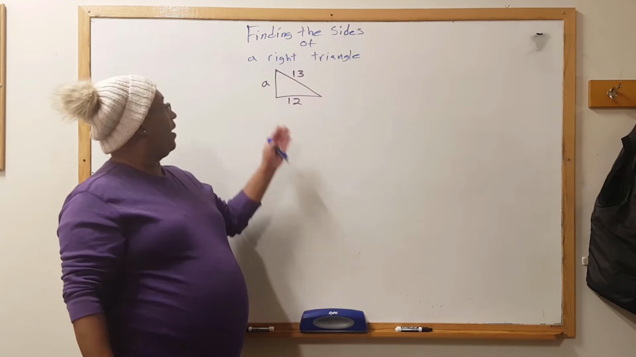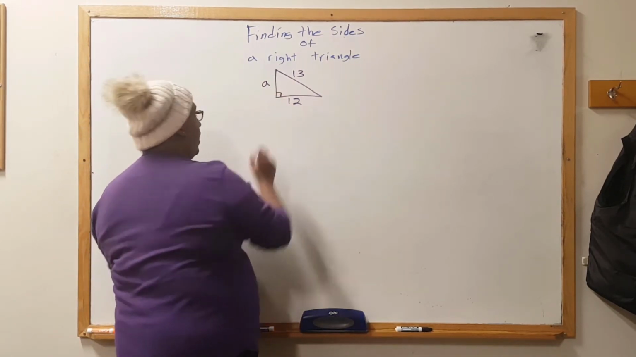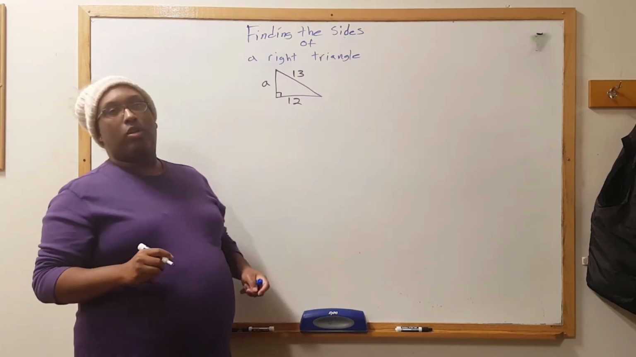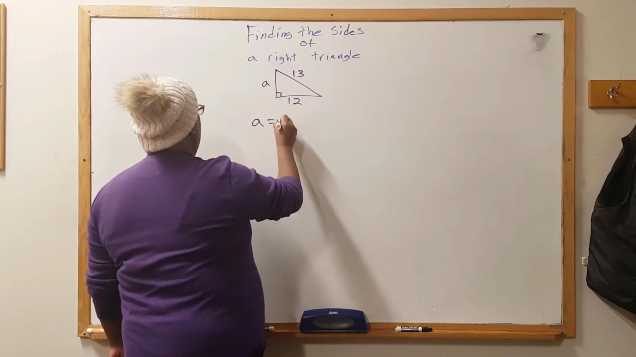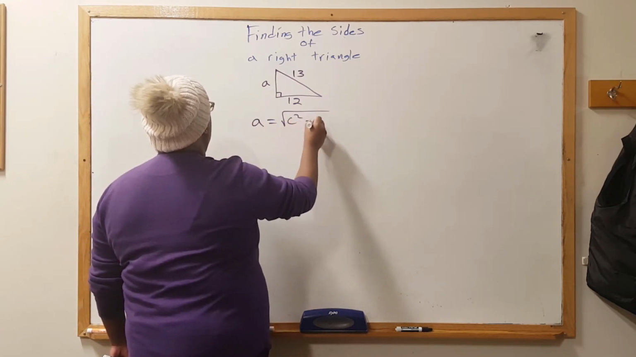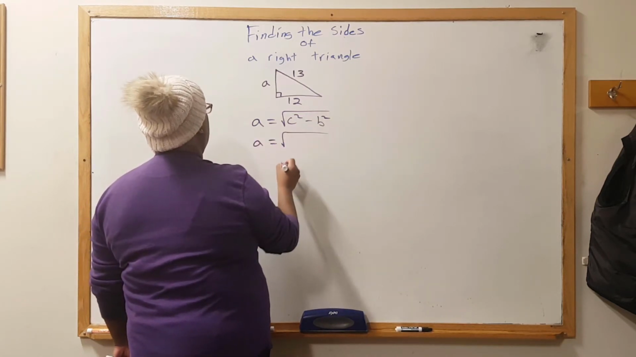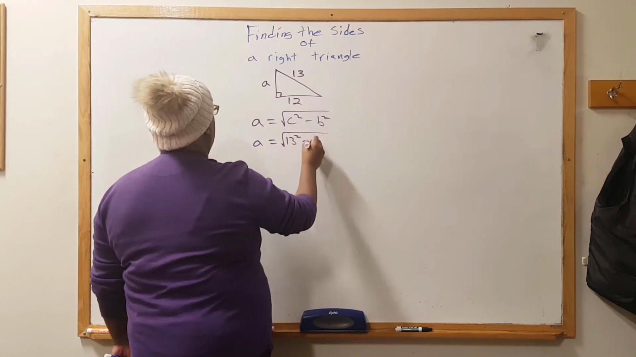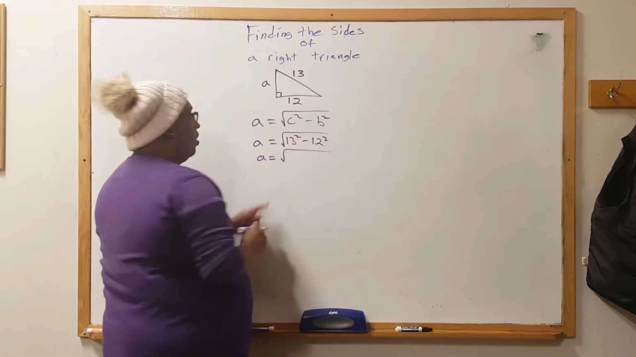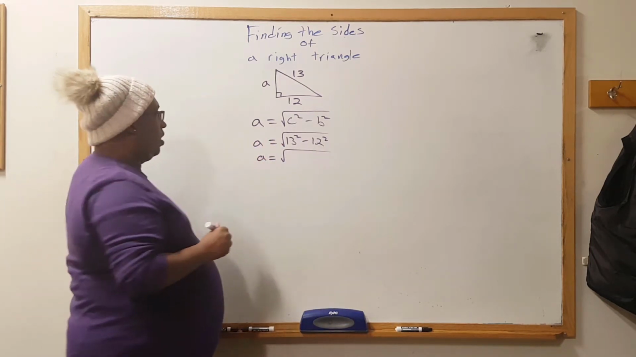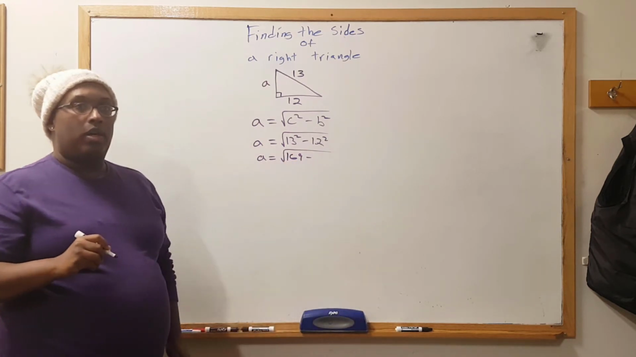Welcome back, trio. We're back with another example. This time we have a right triangle with that right angle, and we're looking for the altitude of this triangle. So we can use the formula A equals square root C squared minus B squared. Or in this case, A equals the square root of 13 squared minus 12 squared. A equals square root 13 squared, 169. 12 squared, 144.